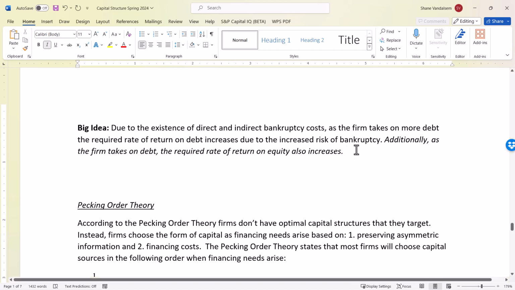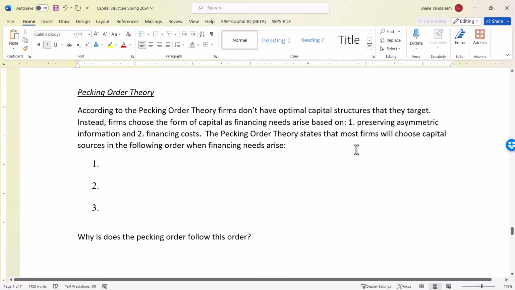The last theory we're going to talk about is the pecking order theory. I said the trade-off theory assumes that there is an optimal capital structure. The pecking order theory doesn't. The pecking order theory says that the form of funding that the company will choose depends on a pecking order and what they have available at the time. So according to the pecking order theory, firms don't have optimal capital structures that they target. Instead, firms choose the form of capital as financing needs arise based on preserving asymmetric information and financing costs.